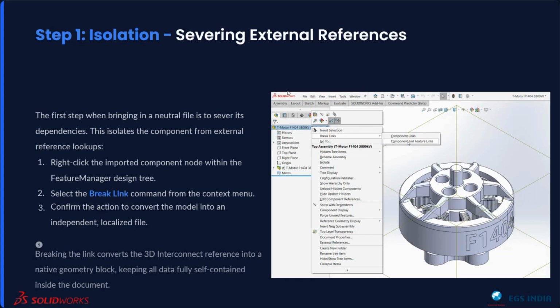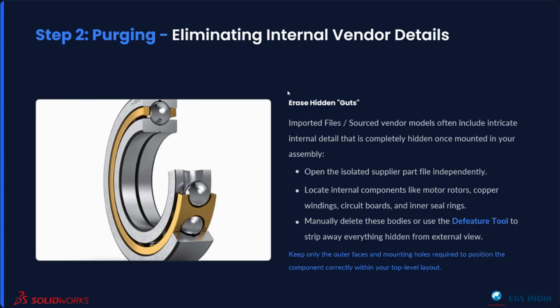The next is going to be purging or eliminating your internal details. Like I said, components that are not going to be required for your top level assembly can be removed by completely deleting the face or body, or can also be removed with a simple cut extrude or a boss extrude which overlays geometry on top of the existing feature. We can also use the defeature tool to strip away everything hidden from external view.